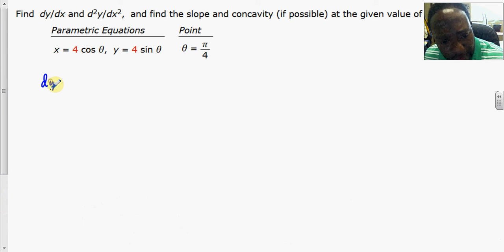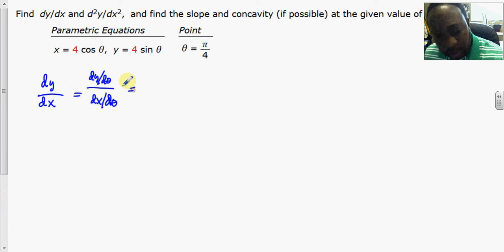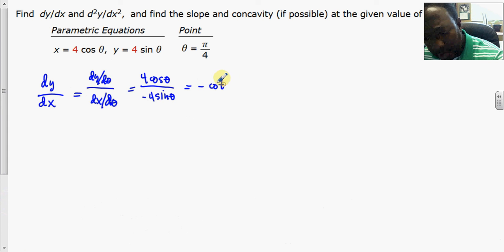So we find dy over dx. So this is dy d theta divided by dx with respect to theta. The derivative of y with respect to theta is going to be 4 cosine theta. Then the derivative of x with respect to theta is negative 4 sine theta. So this gives us negative cotangent theta. So that's the first derivative.